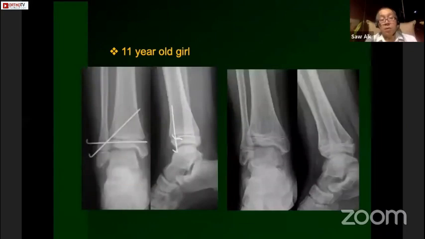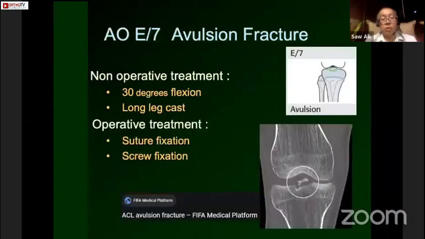So in this case, because she is 11 years old, the physeal plate is still open. So smooth and small wires are being used. Generally, it is more common in older children.